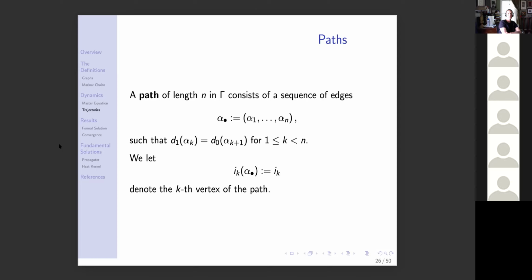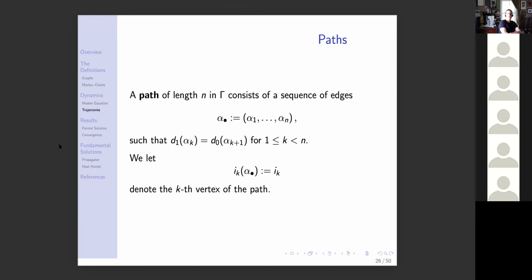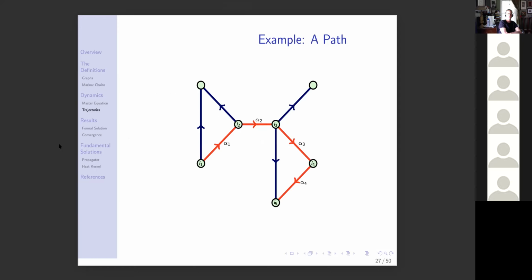So here's some notation: let I sub k of a path be the kth vertex of the path. I've depicted a path in my graph, and I've labeled the vertices with this notation by I_k. So you have I1, I2, I3, I4, and I5. The path is written in red, and the edges are alpha 1, alpha 2, alpha 3, alpha 4. So that's an example of a path in a graph. Notice that the path must follow the directions of the edges.